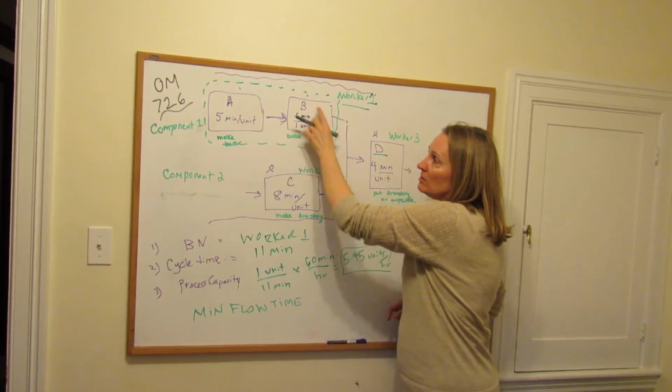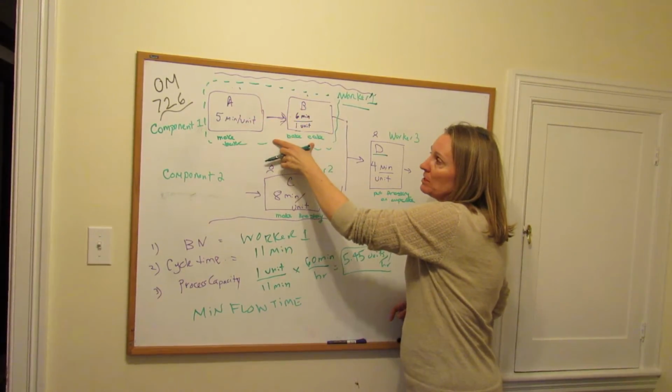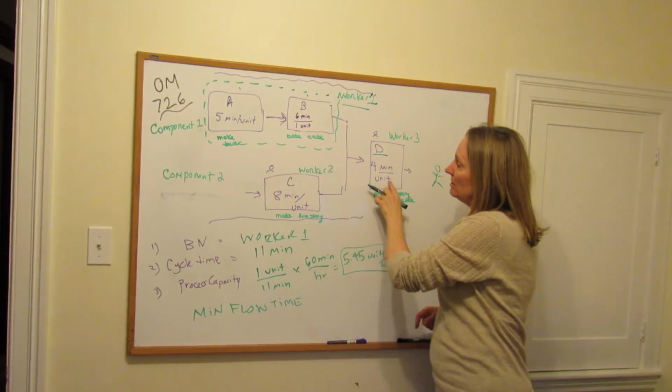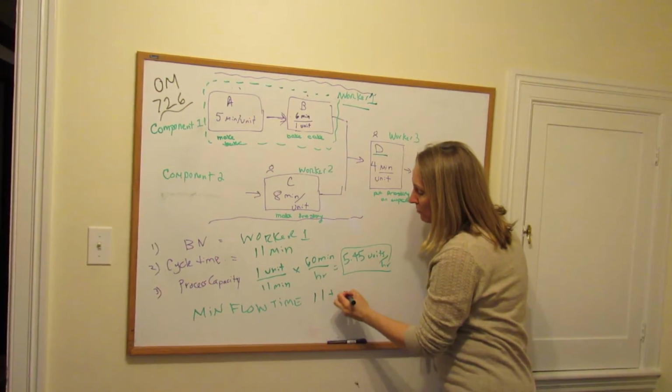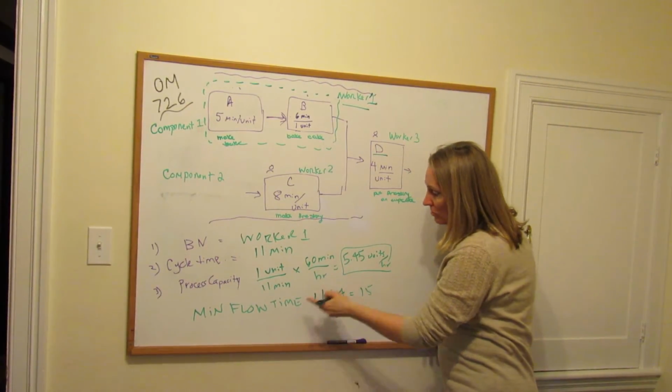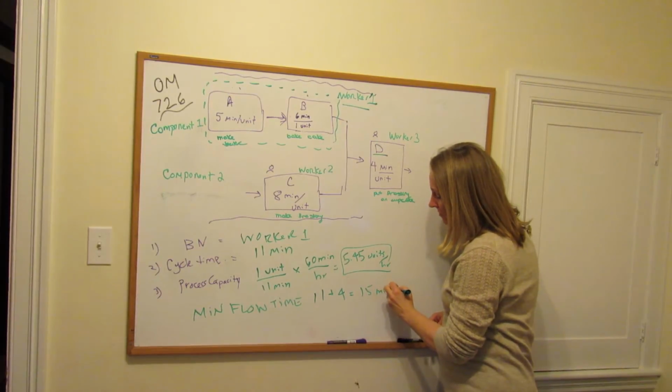So the first time through is going to be 11 minutes because this is going to dominate, and we add on to the 11 minutes the 4 minutes to frost the cupcake. So the minimum flow time would be 15 minutes.